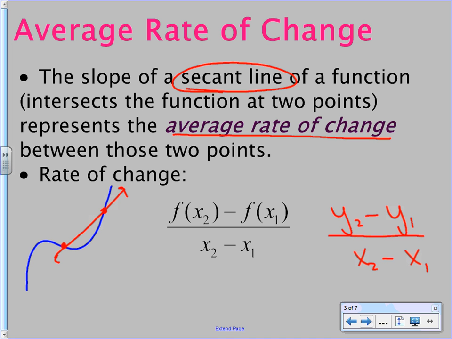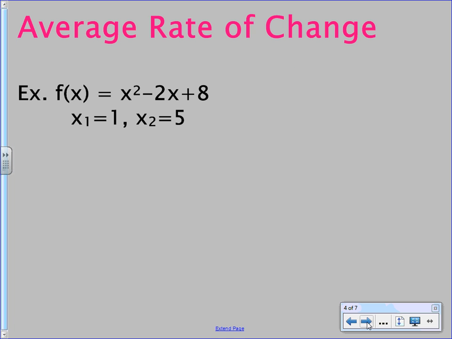Do you have to run the secant line through specific points? It's going to tell you. For example, I want the average rate of change between these 2 points. Here's our function, here's the 2 points. Our function is not linear, right?